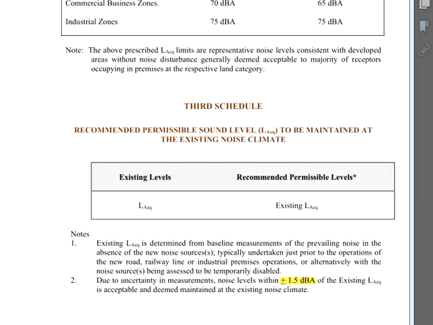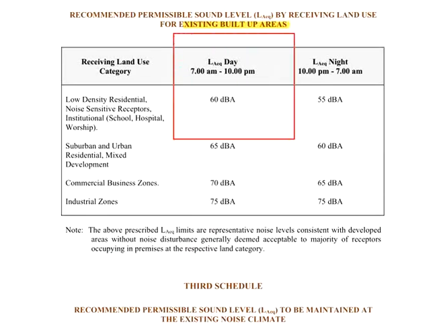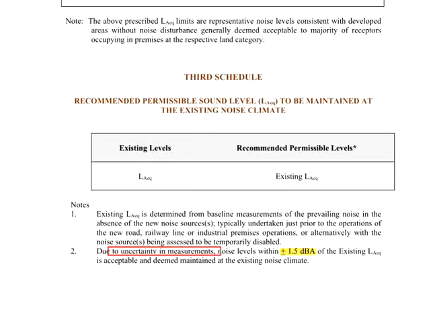Now the acceptance criteria will be on the basis of maintaining the noise to a similar level of the existing conditions. The principle here is not to make the noise conditions worse if the noise level has already exceeded the permissible sound level. Now, due to uncertainty in the measurements, the noise level can be within 1.5 decibel A of the existing noise level, and this can still be considered acceptable.